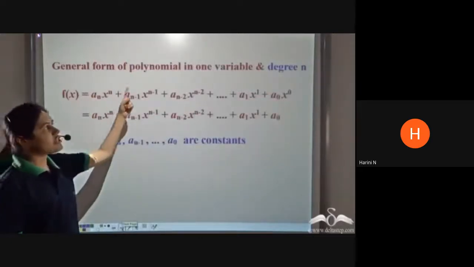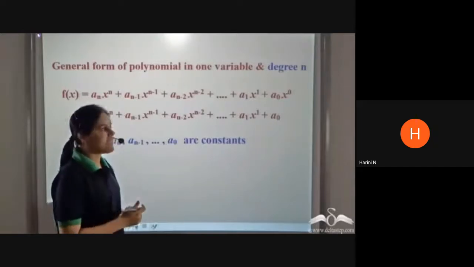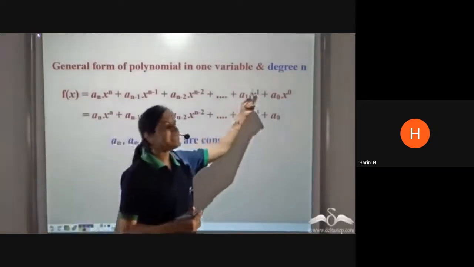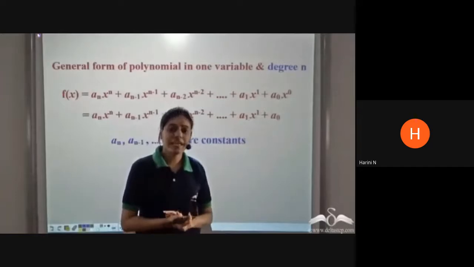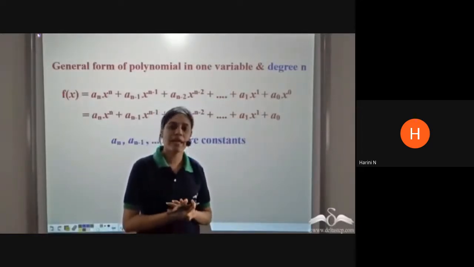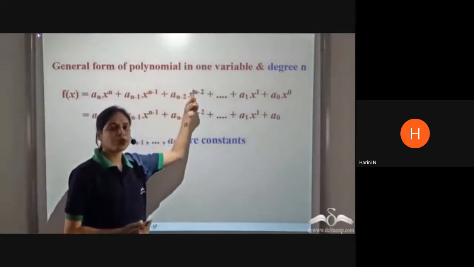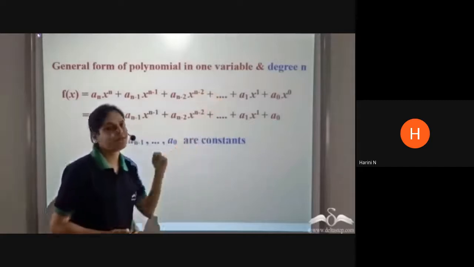Now this is the general form of a polynomial in one variable and degree n. That is any degree n. N could be any whole number. That is 0, 1, 2, 3. N could be any whole number. So this is the general form of any polynomial in one variable.